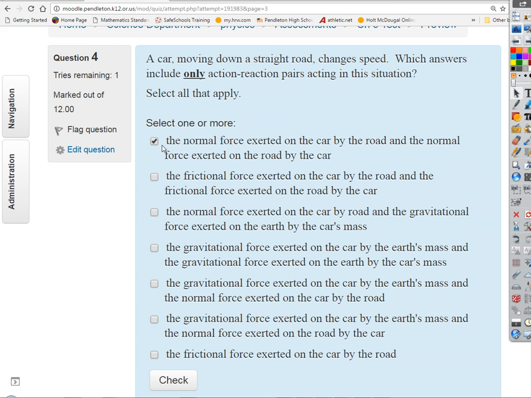Let's keep going. The frictional force exerted on the car by the road and the frictional force exerted on the road by the car. Yes, that's a winner, right? And it wouldn't work if we said the normal force exerted on the car by the road and the gravitational force exerted on the, right? Then automatically we know it's off. It's got to be the same force acting between two objects.